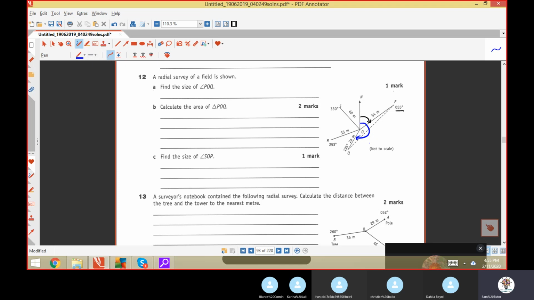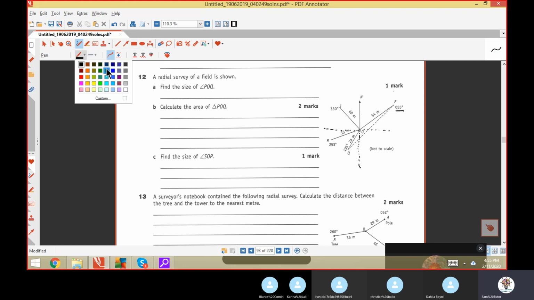We have to see. So if I was to remove these things, I'm going to remove these. The way to work this out is to, I think, put the compass bearings back like this. If that helps at all. Okay, that's actually not too bad. So we're trying to find POQ.